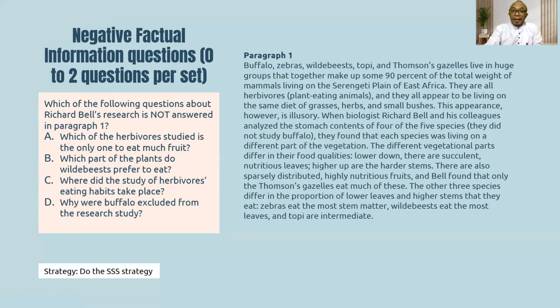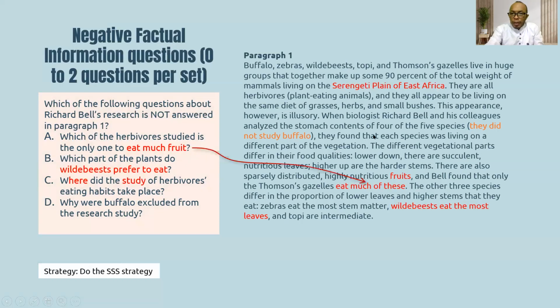So have you got the answer? Let's see if that's the right one. Okay, now, if you apply the triple S strategy, then the keywords or phrase for option A would be eat much fruit. Is there any information about which of the herbivores eats much fruit? So let's try to scan for these keywords in the passage.